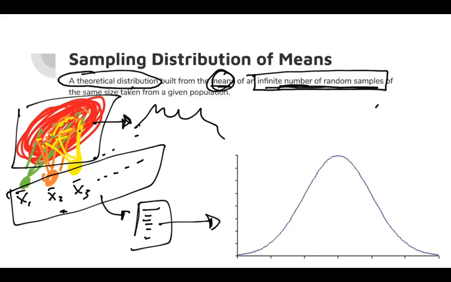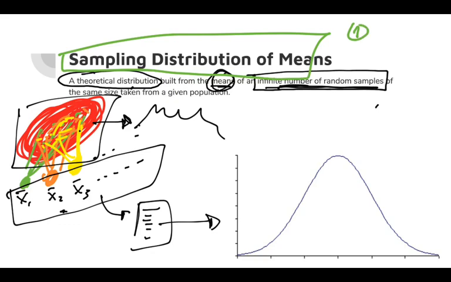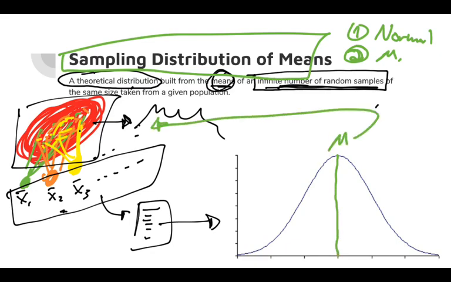And the really cool thing is that the sampling distribution of means is, number one, always normal. Okay, so that's the first thing that's really cool about it. And the second thing that's important for us is that the average of the sampling distribution of means, right, mu, is always the average of the original population. Okay, so this is equal to the population's average.